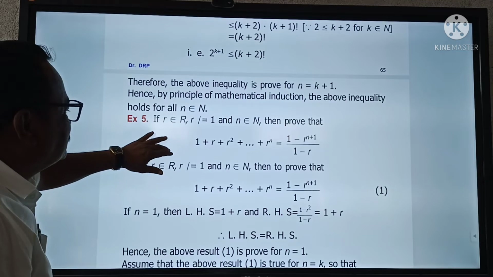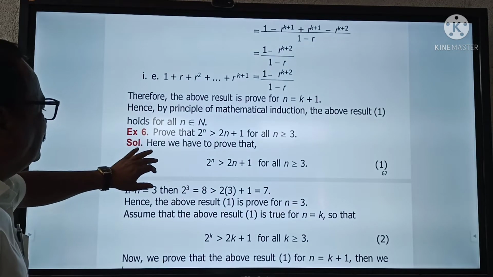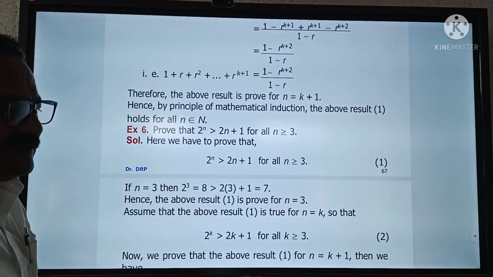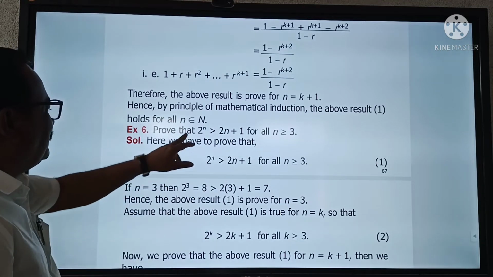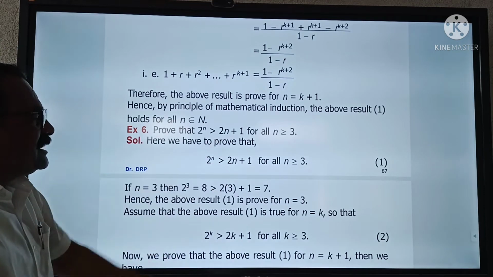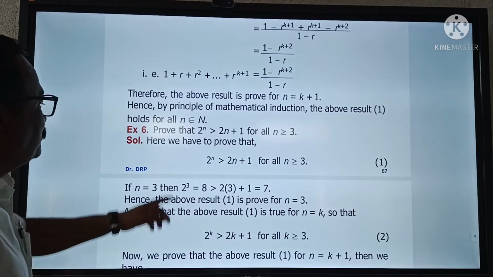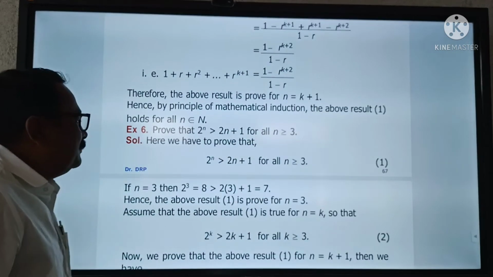So same, these are results. There are so many examples. Now this is the second version of the principle of mathematical induction. The example depends upon that version. So prove that 2 raised to n is greater than 2n plus 1 for all n greater than or equal to 3. We have to prove this result for n greater than or equal to 3.